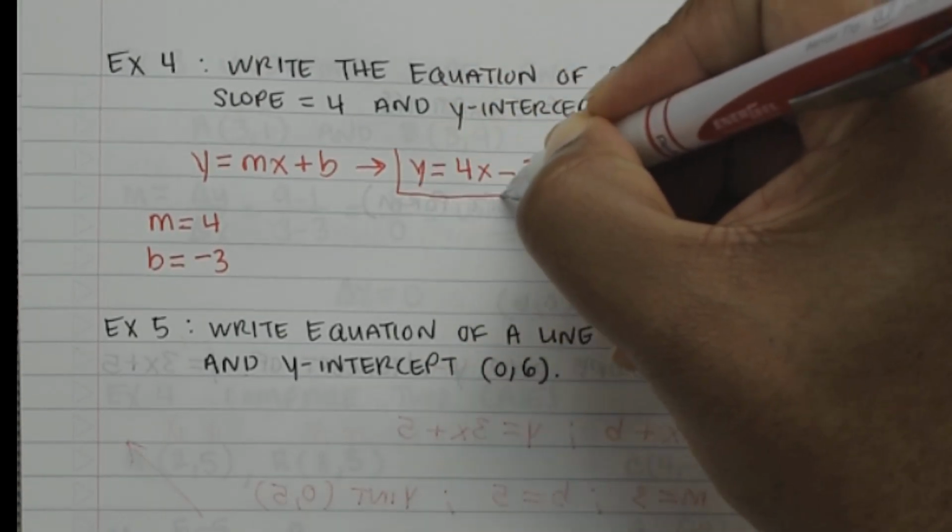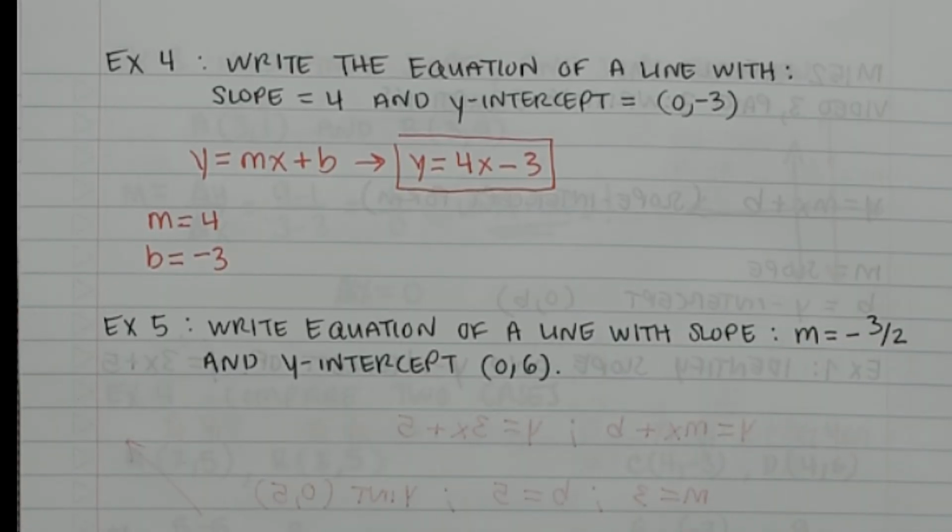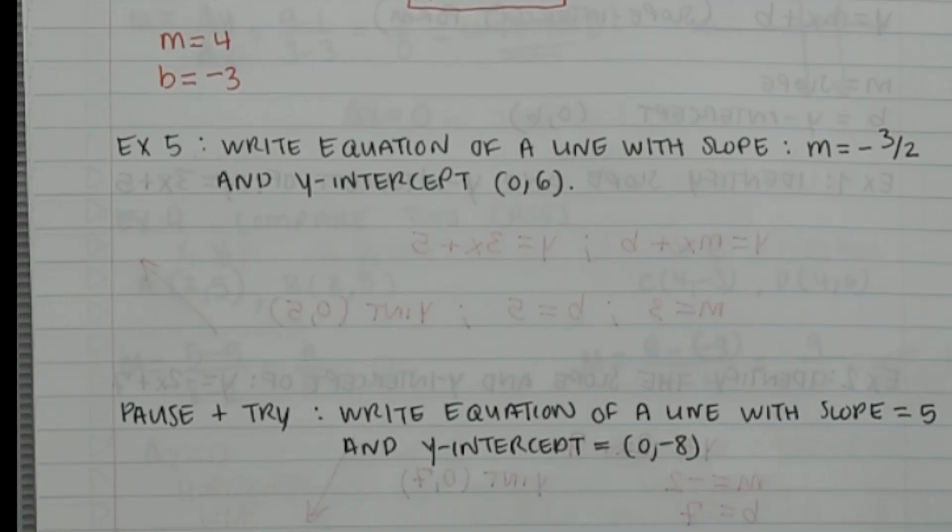So write the equation of a line with the slope of 4 and y-intercept of (0, -3). This is the final answer. This is the equation of the line. Let's continue. Example number 5.